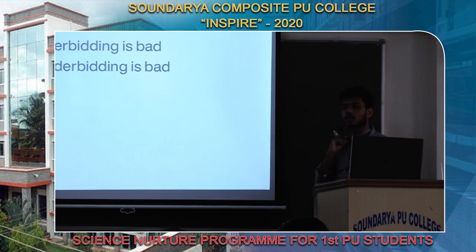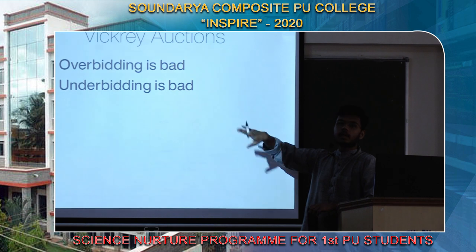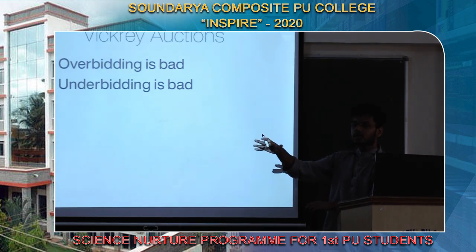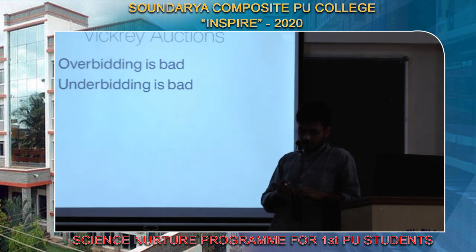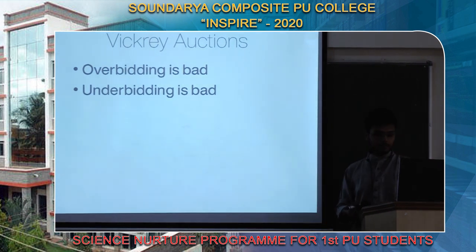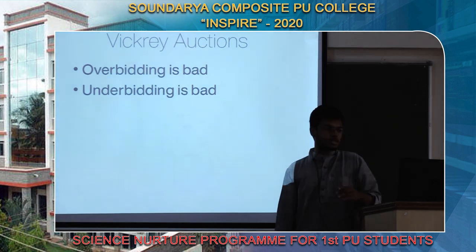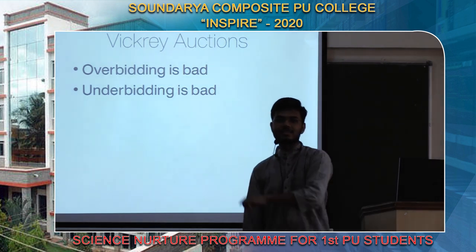So Vickrey auctions are second price auctions, and these are used in the real world. In fact, even the Google auctions use something called the generalized second price auction, slightly more sophisticated models, but the idea is there. If you make the payment the second highest, you can force people to bid their own valuation. So William Vickrey won a Nobel Prize, along with his other contributions. He showed that it's bad to overbid and bad to underbid in this kind of auction.